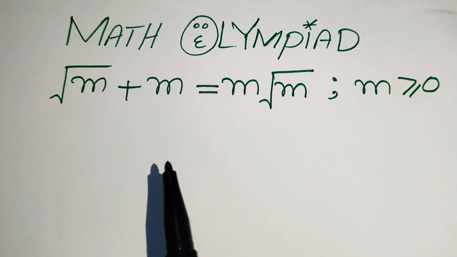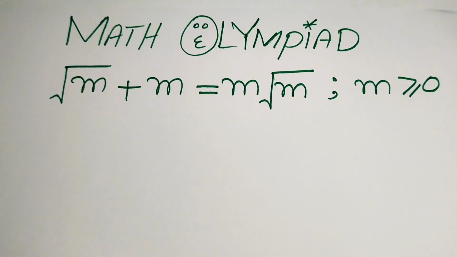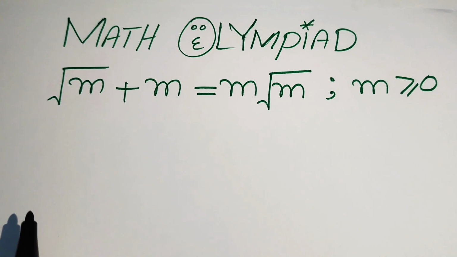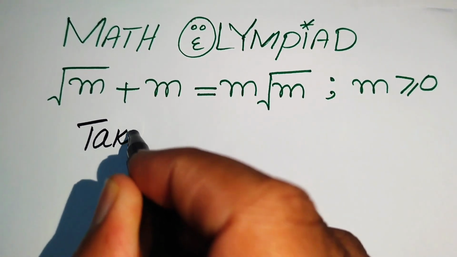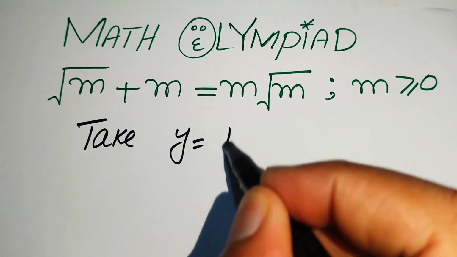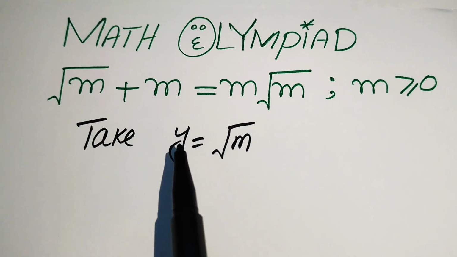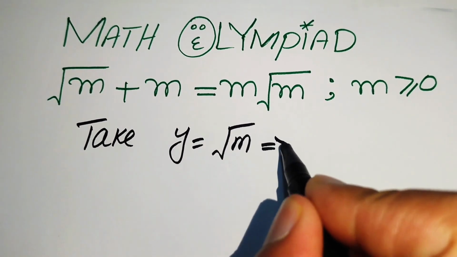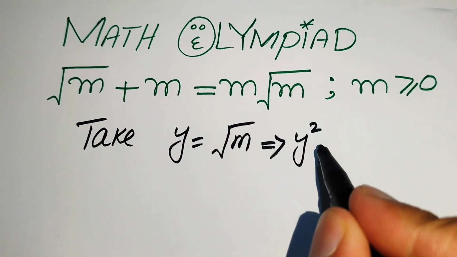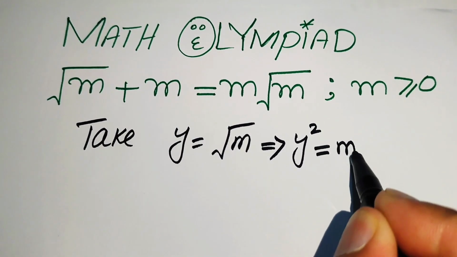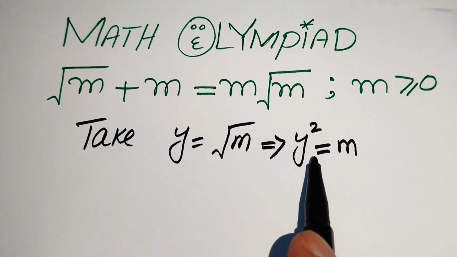So here first we change this radical equation into a simple form, so we need to take a little bit of substitution. We take y equals to square root of m. When we take y equals to square root of m, then if we take the squares on both sides, this square root is gone, and we get y square equals to m.